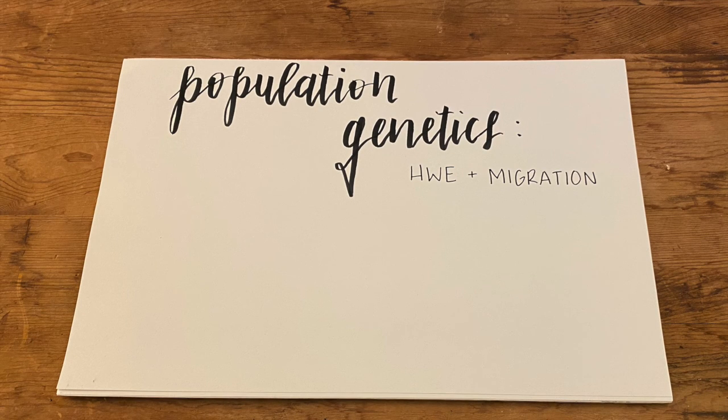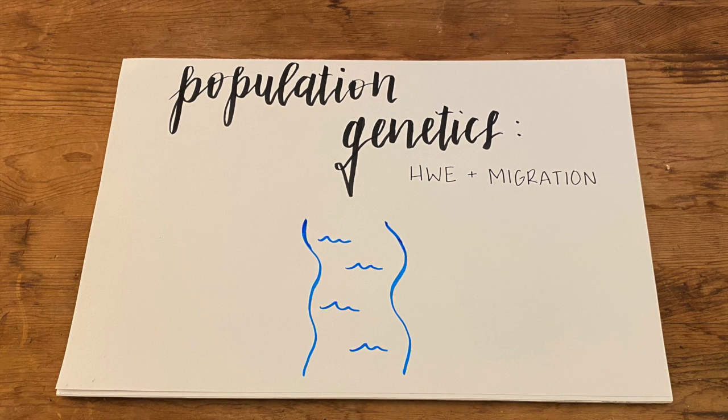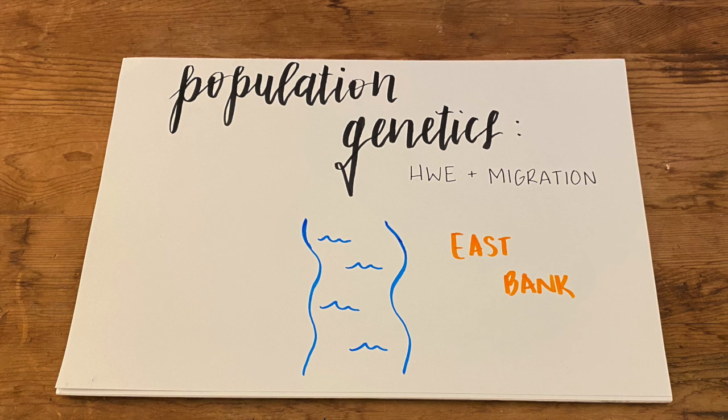Let's take a look at an example of how migration affects a population in Hardy-Weinberg equilibrium. Say we have two populations of lizards that live on either side of a wide river, one that lives on the east bank and one that lives on the west bank. 75 lizards from the east bank migrate to the west bank.